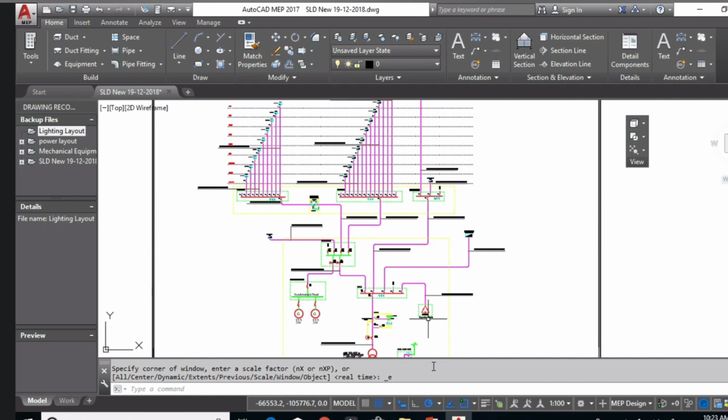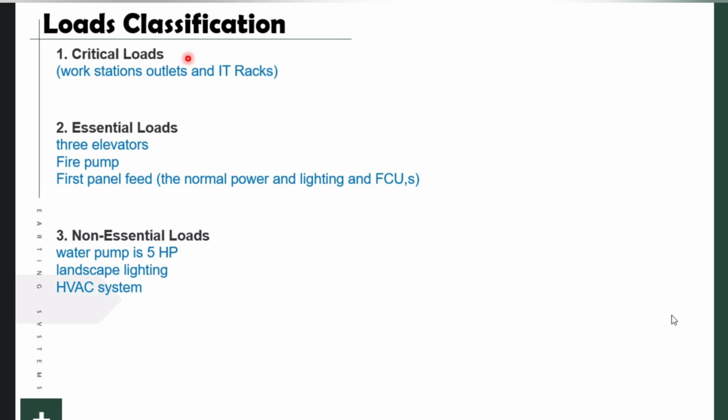And here I go back to my previous example, and as you see here, the critical load is a panel which is feeding the workstations and the outlet and the IT racks, and the essential load is the elevators and the fire pump and the first panel which is feeding the normal power and lighting and FCUs fan coil, and the non-essential load is the water pump and the landscape lighting and HVAC system.